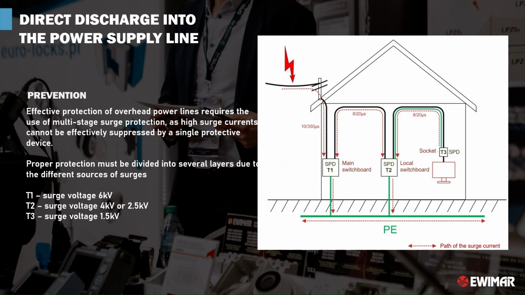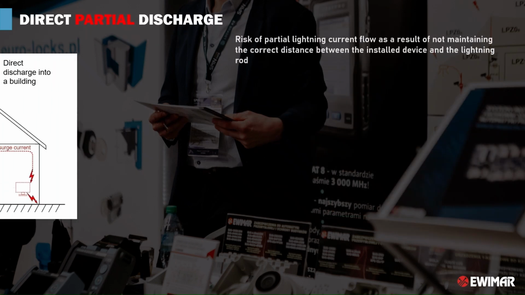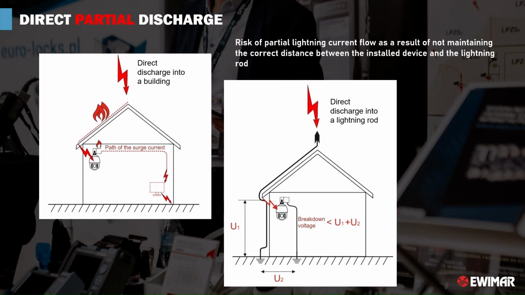Proper surge protection should be divided into several zones, taking into account different voltages and sources of surges, including surges caused by electromagnetic pulses. The effects of a lightning strike can be minimized by using a lightning protection system. Depending on the impedance of the lightning protection system and the impedance of the grounding, components located close to the lightning protection line will still be exposed to partial lightning current.